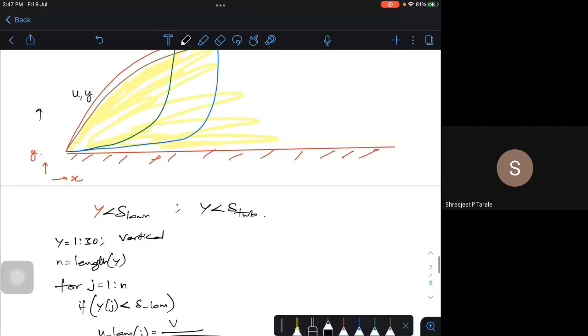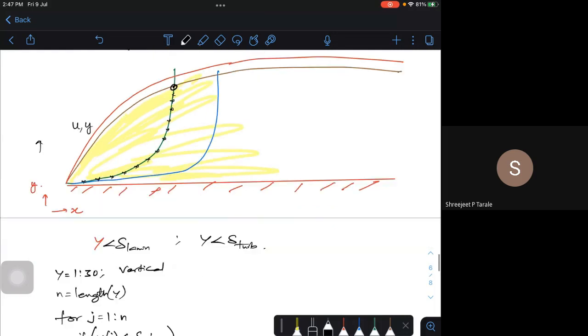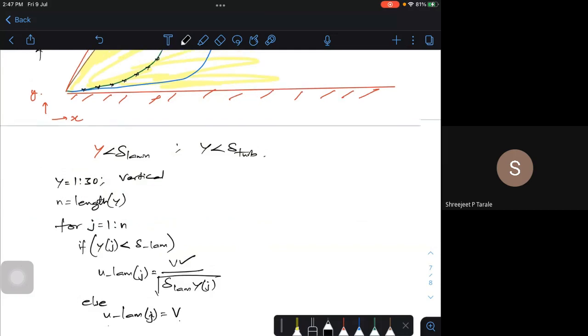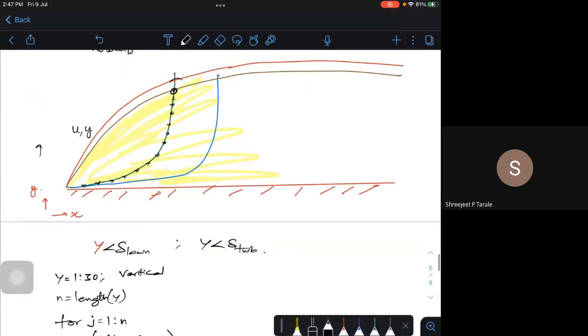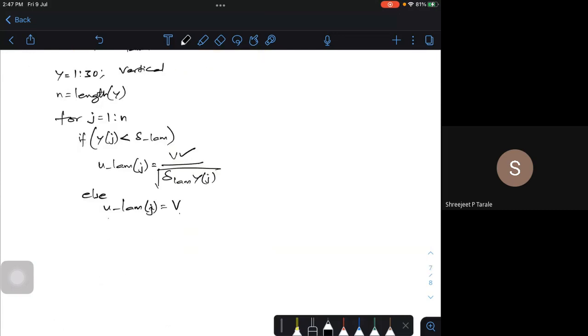I am trying to calculate at each and every point along these points, till I reach this condition. If this is equal to V, the moment I get this, that means I have reached the boundary layer, so I can put an end for this particular loop.